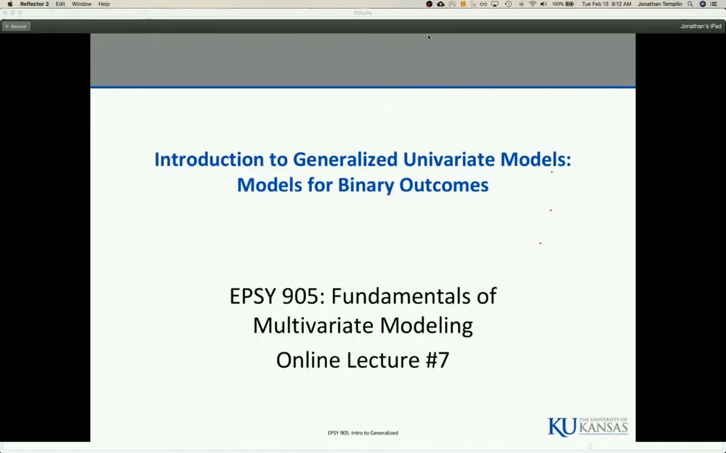Hello, this is Jonathan Templin, and this is a lecture that is an introduction to generalized univariate models, where we're going to start with models for binary outcomes. And this is a lecture in EPSY 905, Fundamentals of Multivariate Modeling.